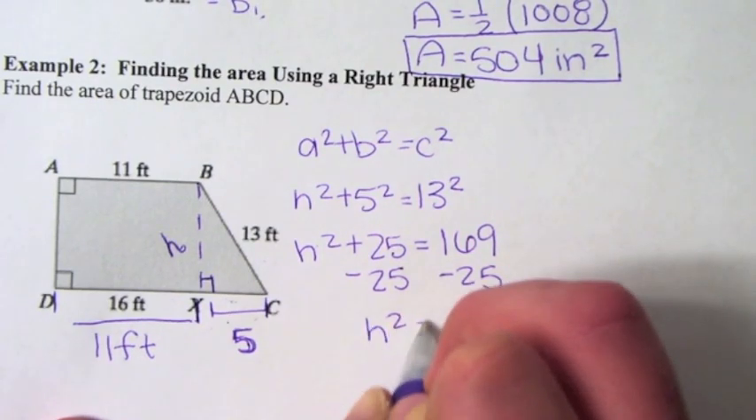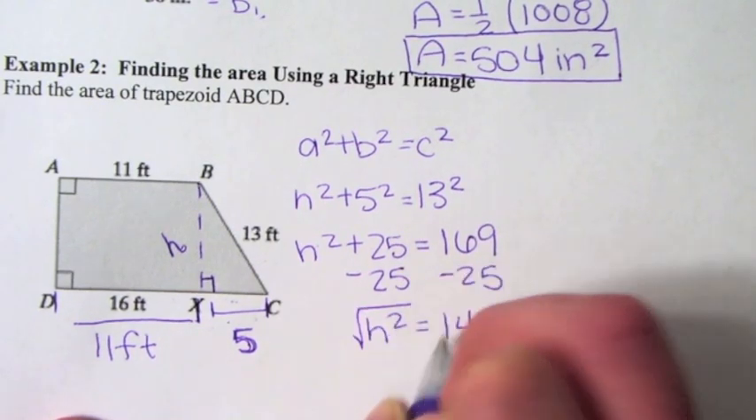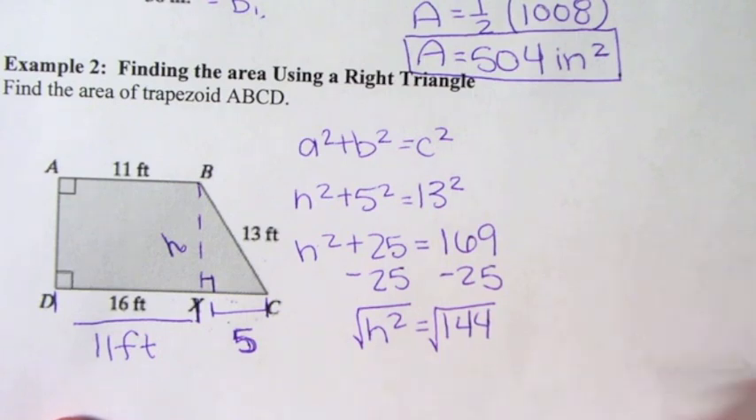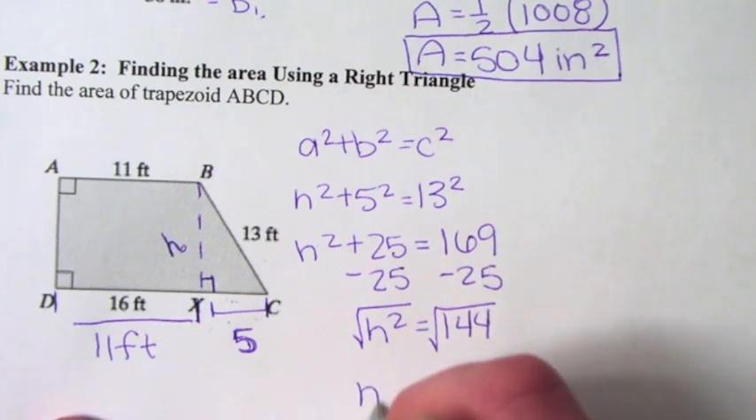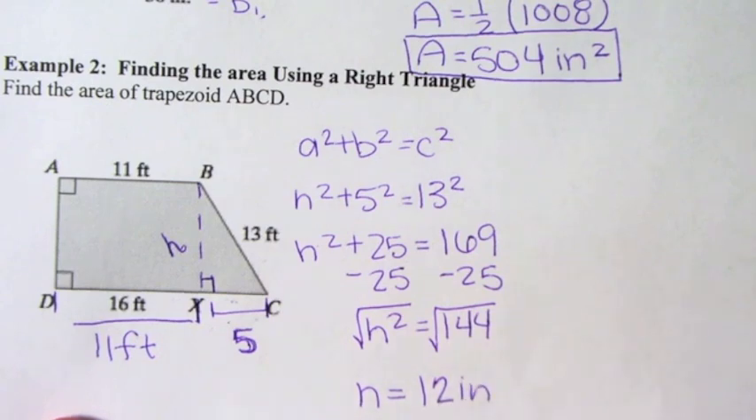H squared is equal to 144. Take the square root of both of those. Hopefully you remember how to do all this. So h is actually equal to 12 inches. This new value is what we're going to use then to find the area. We still have to find the area.